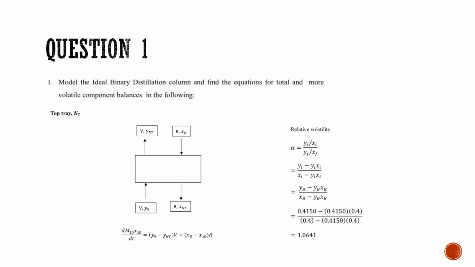I also need to develop model for other parts such as condenser, reflux drum, top tray, next to top tray, and tray which is n equal to 10, feed tray, first tray which is n equal to 1, and reboiler, and also column base. After that, I managed to obtain the relative volatility alpha equal to 1.0641.